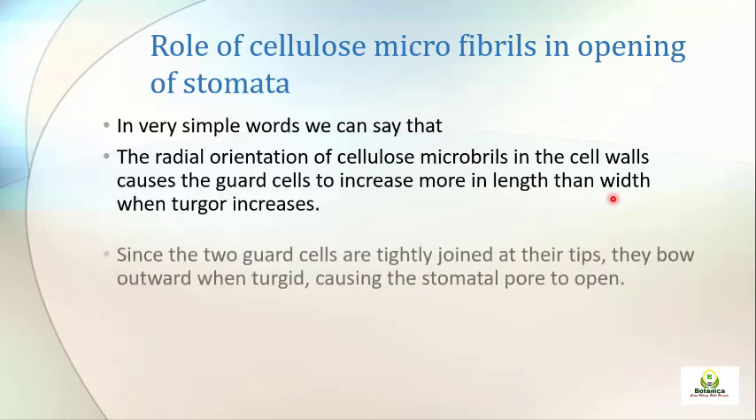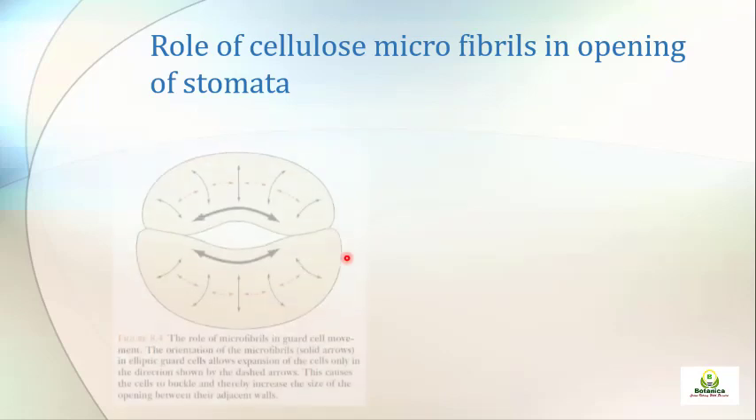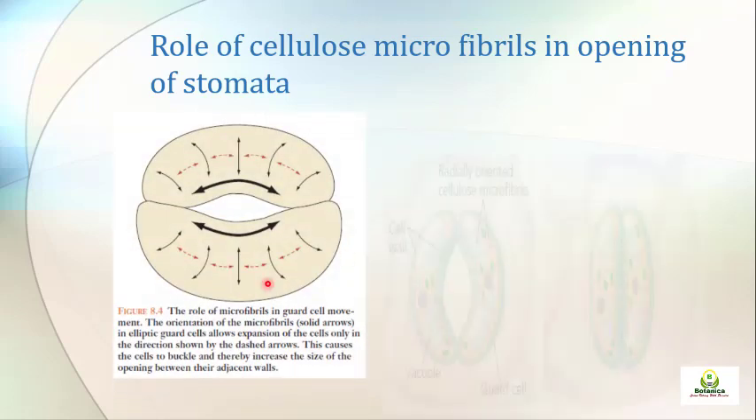opening of the stomata. As far as the two guard cells are concerned, we will see the diagram as well, they are tightly joined at their tips. Because of that radial arrangement, they bow outward when turgid, causing the stomatal pore to open. This last statement is very clear from these two diagrams.